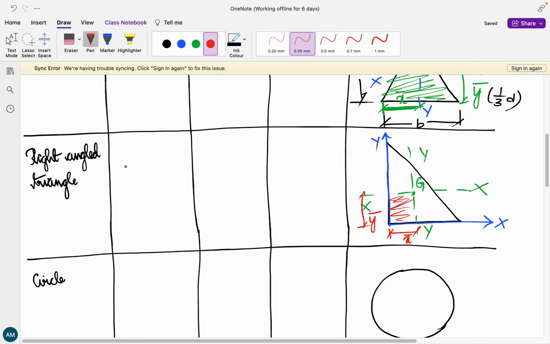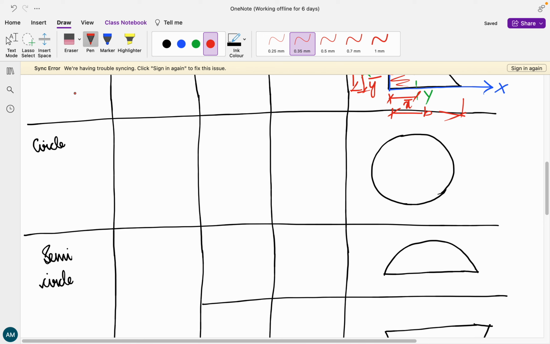Now first let us write the area, half into base into depth, and then let us mark x bar 1 by 3 of, this is the breadth, 1 by 3 of b, and then this is going to be the depth. So this is also going to be 1 by 3 of d.